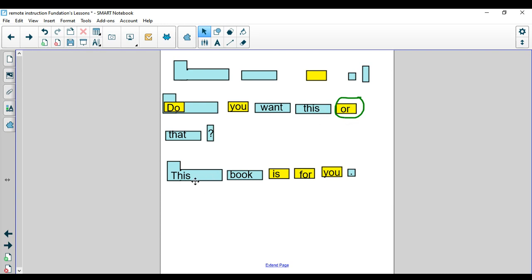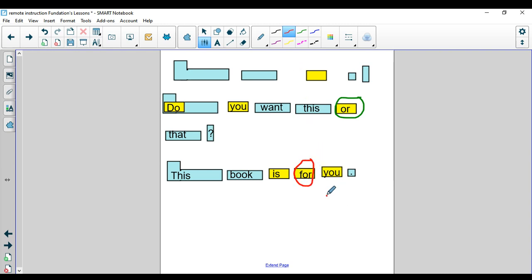Let's look at this sentence. It says, this book is for you. You'll see there's a few kindergarten words that are in the yellow. Those are words you should be able to read easily. This book is for you. I want you to see if you can find the word for. Now, this is the word for.